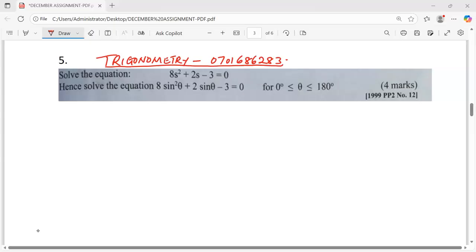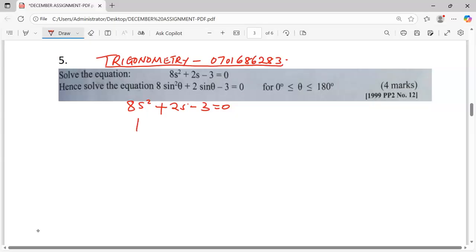This is KCSE 1999 paper 2 question number 12, a question on trigonometry. The question reads: solve the equation 8s squared plus 2s minus 3 is equal to 0. Then hence solve the equation 8 sin squared theta plus 2 sin theta minus 3 is equal to 0 between 0 degrees and 180. We have our quadratic equation, that is 8s squared plus 2s minus 3 is equal to 0.